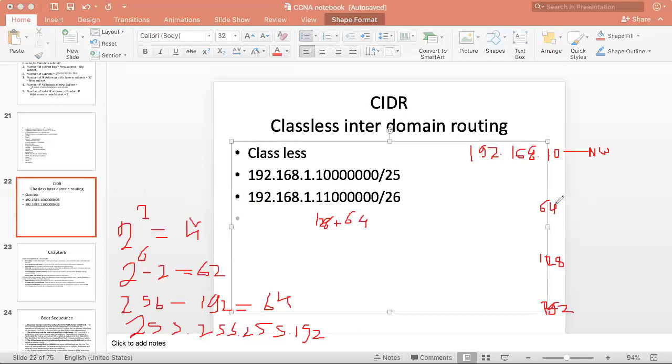So now this is another network, this is another network, and this is another network. Before 64 it is 63, so 63 will be the broadcast address. 127 will be the broadcast address, and 191 will be the broadcast address.